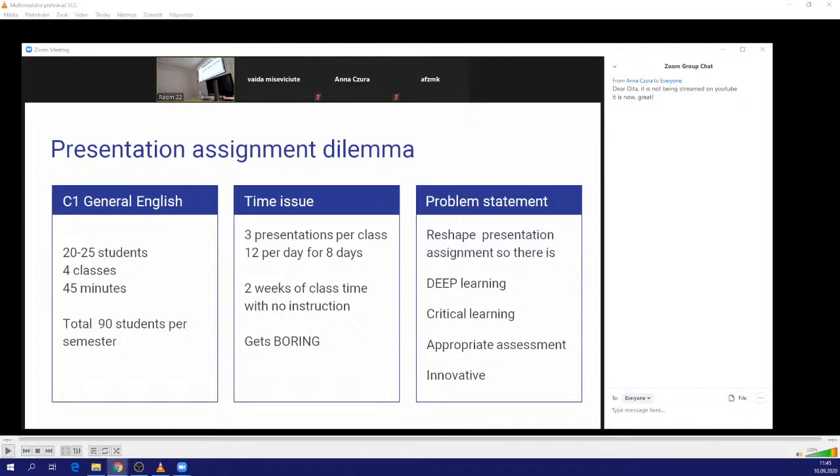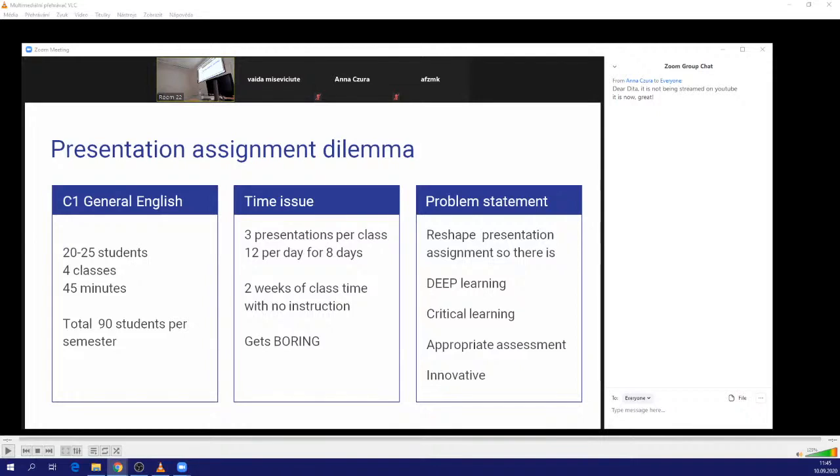I am teaching C1 General English, and one of the challenges was a presentation assignment. It was actually quite a dilemma because for many years, students had to present in the classes, and that took just a long time. So just so that you get a framework, I have about 20 to 25 students per class, and I teach 4 classes, each of them 45 minutes. So I have a total of about 90 students per semester. And if I had to allow them to present, I could really fit only 3 presentations in each class.